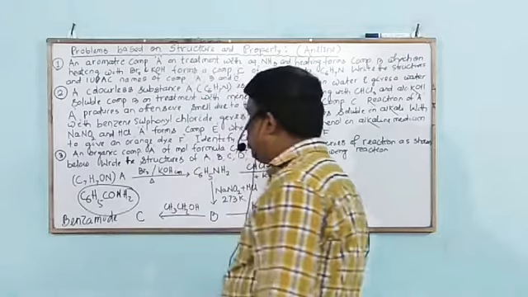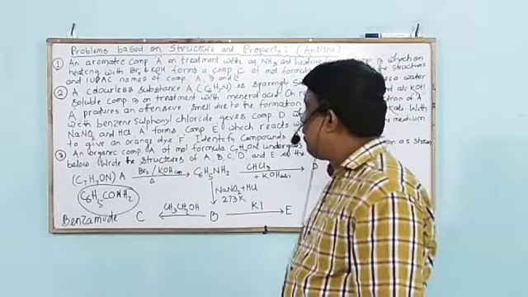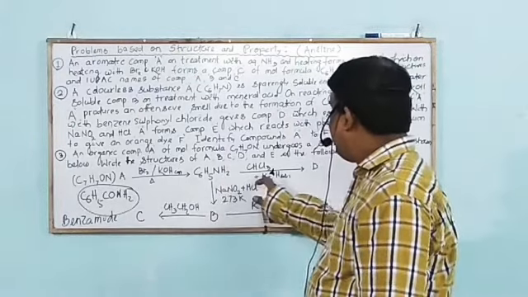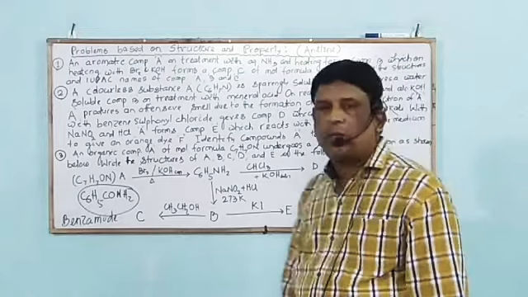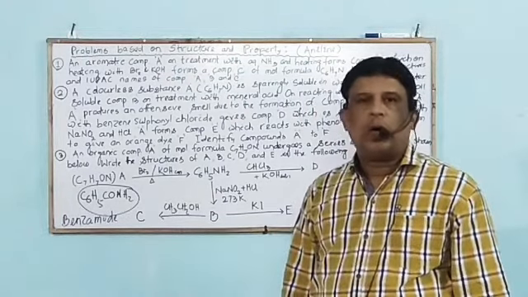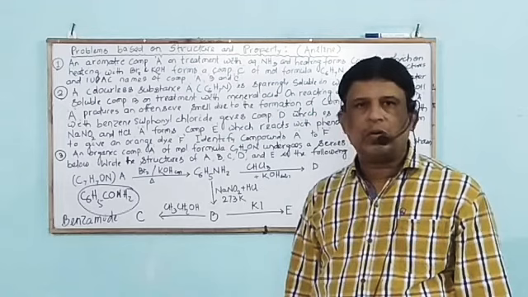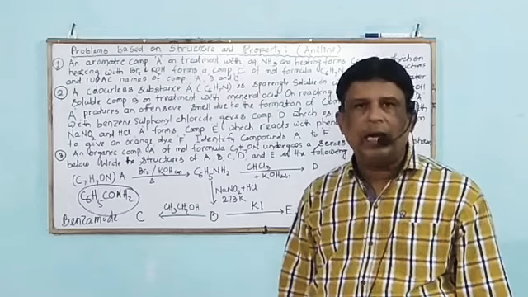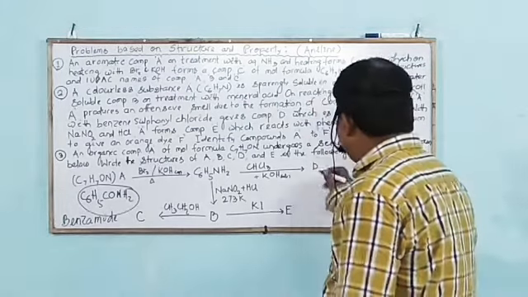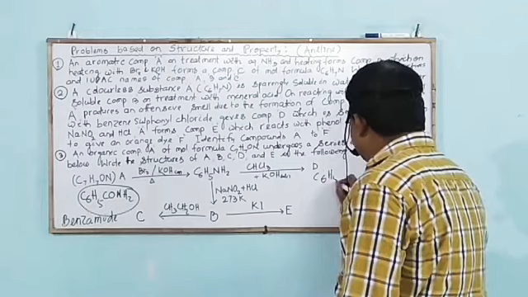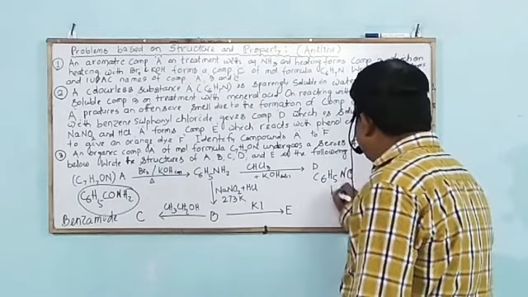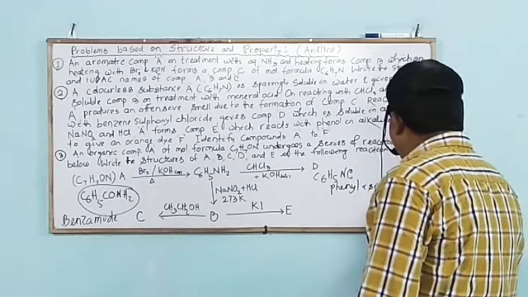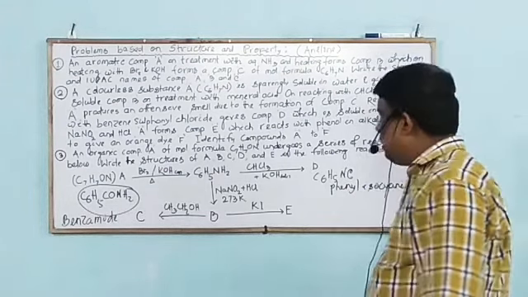Benzamide, when heated with bromine in presence of aqueous alkali, gives aniline. Next, aniline, when heated with chloroform in presence of alcoholic potash, gives an unpleasant smelling compound known as phenyl isocyanide or phenyl carbylamine. So here D is C6H5NC, phenyl isocyanide or phenyl carbylamine.